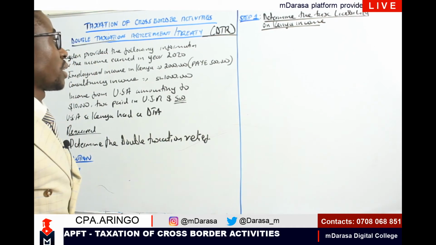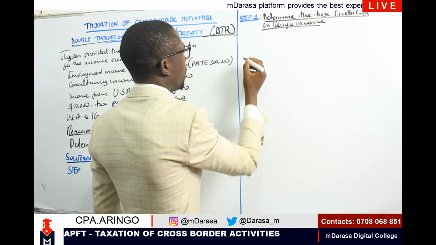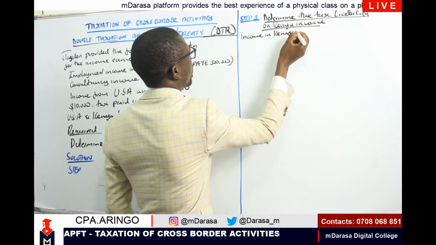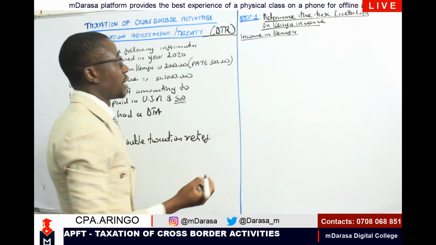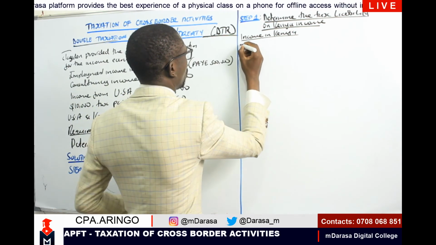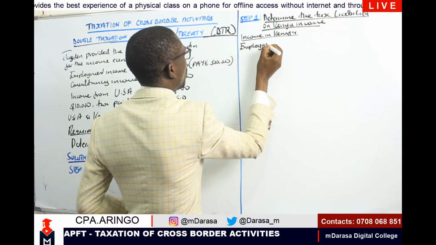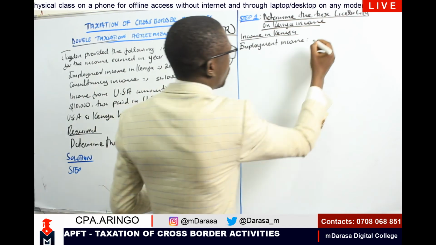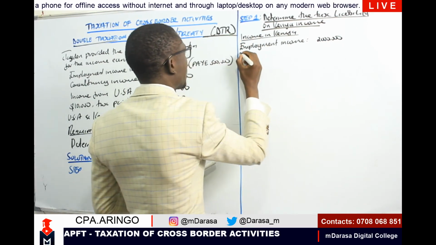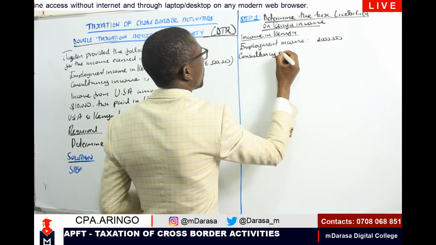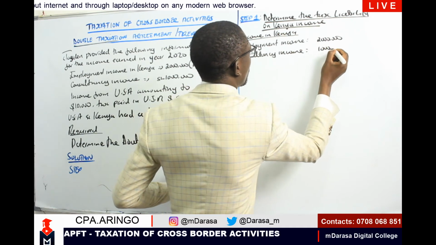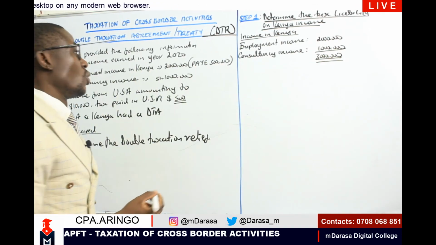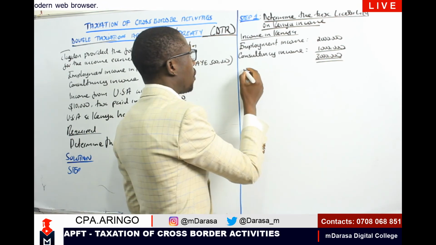How will you determine our tax liability on Kenyan income, my good students? I know very well that this is our total income in Kenya. Income in Kenya, we had the following: employment income in Kenya, we are given 2 million, and consultancy income in Kenya, 1 million. So my total income in Kenya should be 3 million.